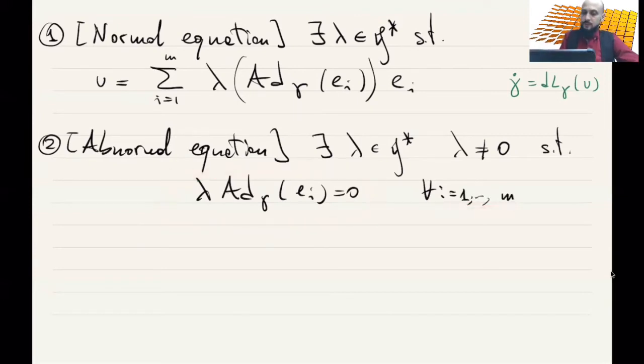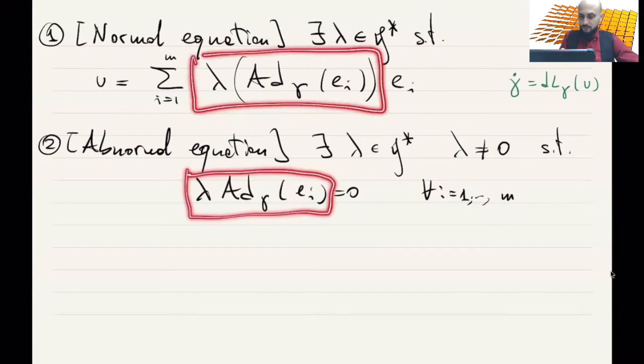Now of course, the same lambda cannot give both the normal and abnormal equation, because this element here is the same that is written here, right? And for sure u is not a zero vector. Actually, it's a constant norm vector function, so the norm at every point is the same, and it's non-zero because, let's say that the curve is not a constant curve.